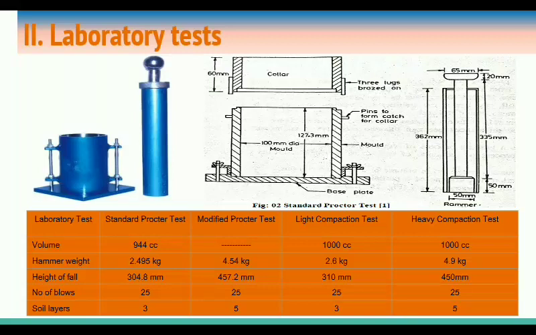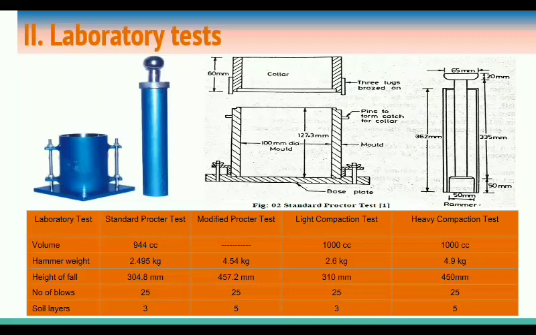All the description I have shown in the table. For a standard Proctor test, all the data are given. They have to perform the test, and after the test they calculated the water content and the dry density. They performed a number of tests, and for each water content they calculated the dry density, and they plotted it in a graph where the dry density is on the vertical axis and water content is on the horizontal axis, and that graph is called a compaction curve.